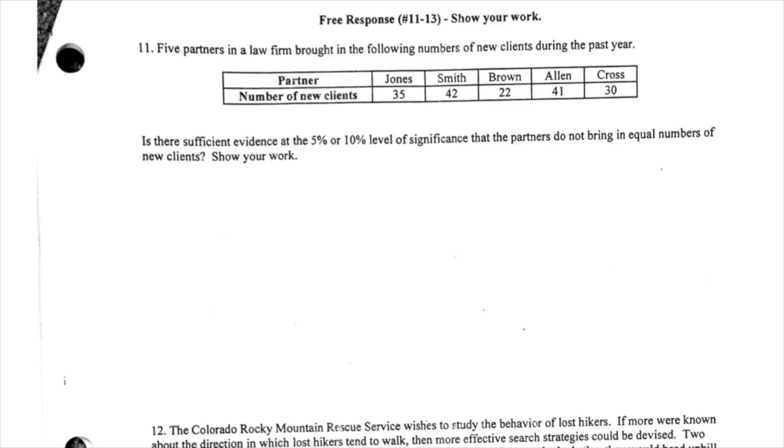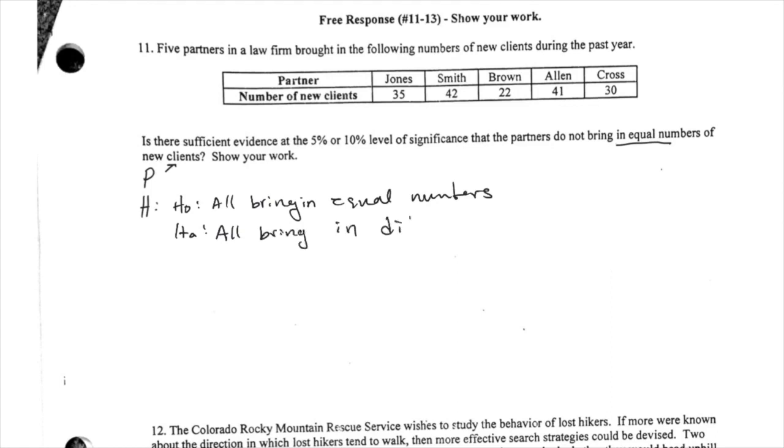And we're going to go ahead and do PHANTOM. The P is really right there in the paragraph, so we're not going to do that one. My null hypothesis: it says that 5 law firms brought in a certain number of clients. They want to know, do they bring in equal numbers? That's the question. And so my null hypothesis says that all bring in equal numbers. My HA is just the opposite: different numbers, or not equal, however you want to say that.